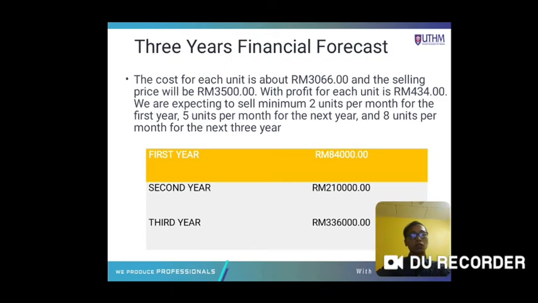For the three-year financial forecast, each unit costs 3,066 ringgit. We'll sell it at 3,500, which gives a profit of 434. For the first year, we sell 2 units per month, for the second year 5 units per month, and for the third year 8 units per month. The table shows the value of earnings we can get.